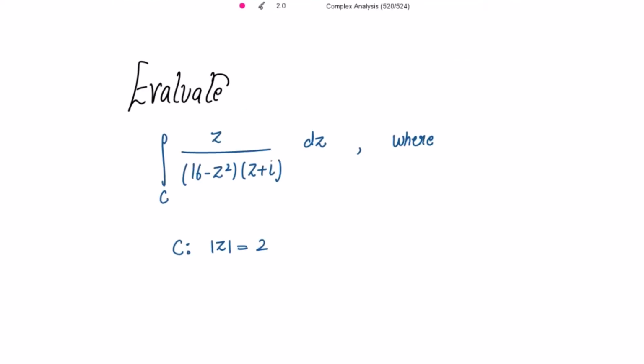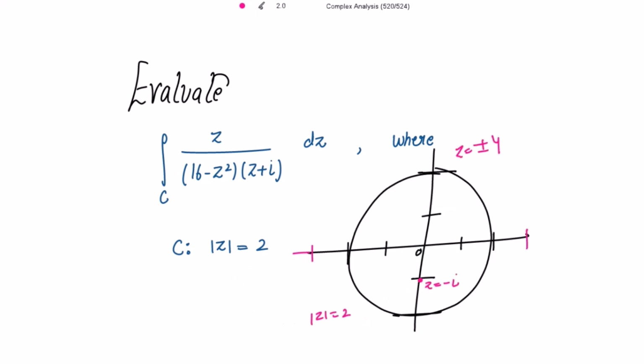Good morning. We are going to evaluate this integral where C is a circle |z| = 2, having radius 2. When putting this denominator equal to 0, what points are we getting? We are getting z = ±4 and z = -i. Which of these points lies inside the circle? Only -i, right? So we only need to apply Cauchy's integral formula for this point.